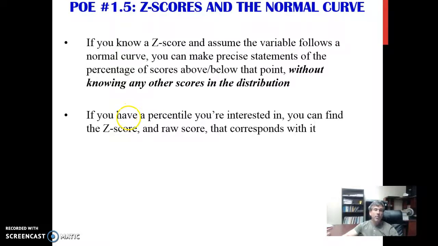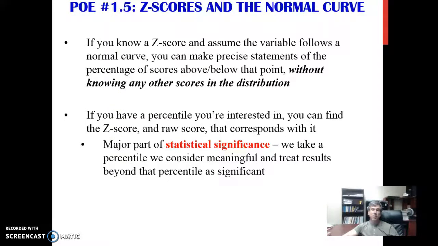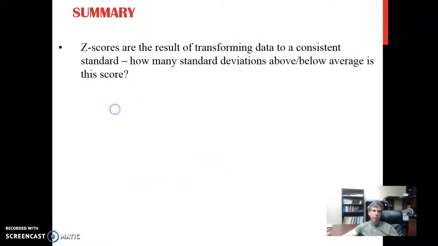So you can again flip that. If you have a percentile you're interested in, you can find the z-score that matches with it, and you can convert it to a raw score if you need to as well. Again, this is a big part of the process of finding statistical significance. We take a percentile that we're interested in, we figure out where that percentile starts, like what z-score matches up with it. What z-score would be the boundary of that area of the normal curve. We say any result that falls beyond that point is statistically significant. Anything that falls short is not. Much more to come on that as we move forward.